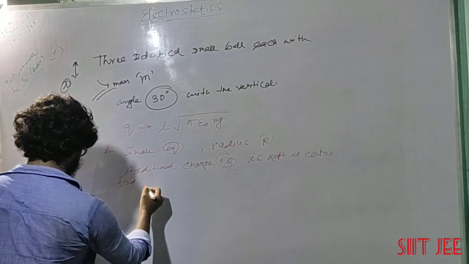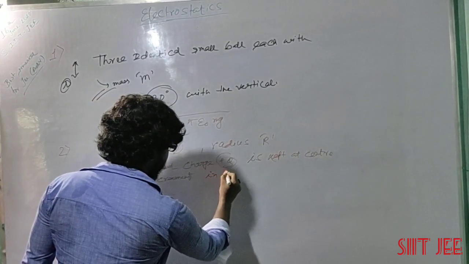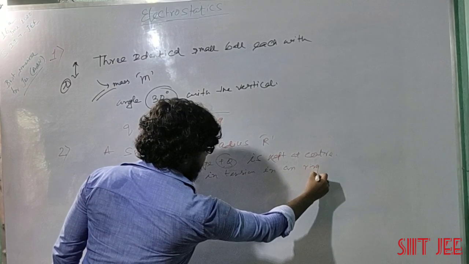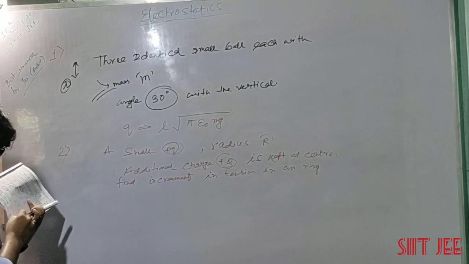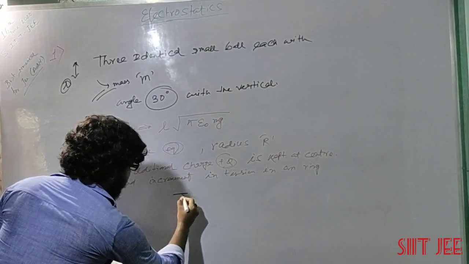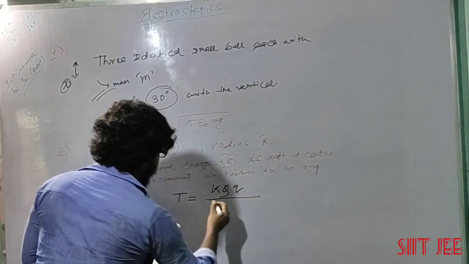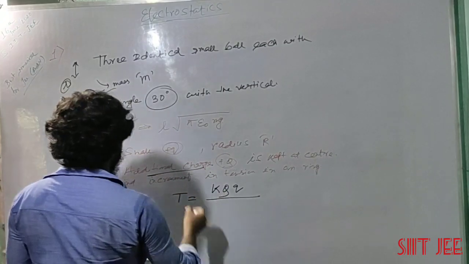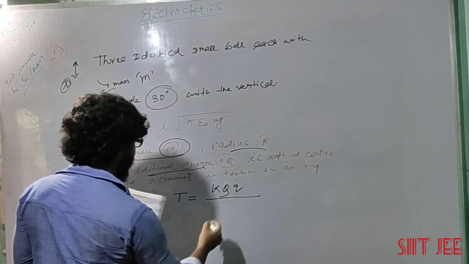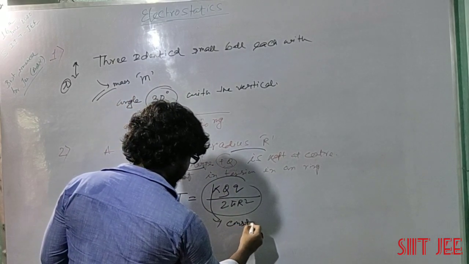Find the increment in tension: T is equal to K Q, where Q is the additional charge plus Q, and we had a small plus Q on a ring of radius R, divided by 2 pi R square. K is equal to the constant.